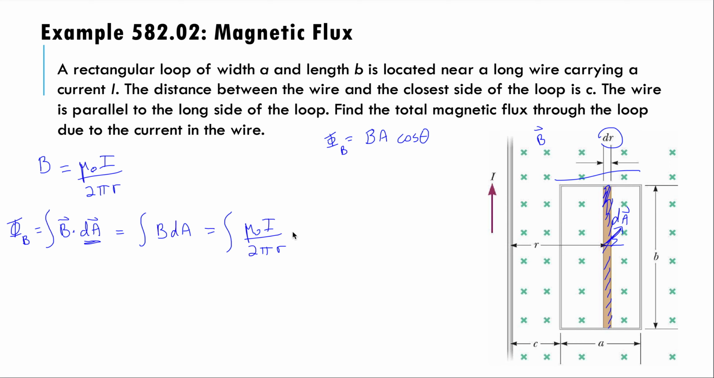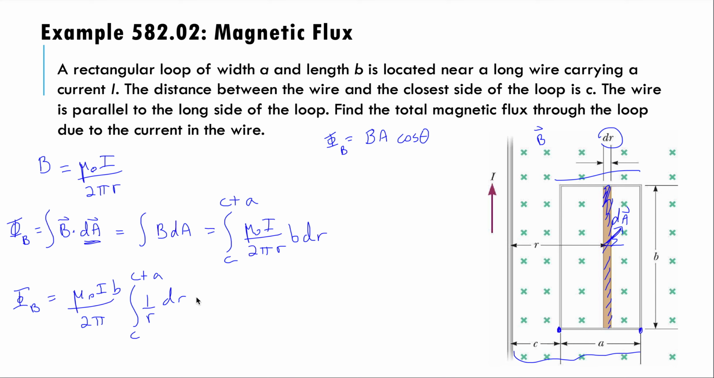So the dA is going to be b dr, right? The length times the width, and we're going to integrate over that width from a distance c all the way to the second distance right here, which is c plus a. Now we can go ahead and do this integral to get the magnetic flux. We're going to take out the constants, mu naught I b over 2 pi, and we're going to be left with an integral of 1 over r dr from c to c plus a.